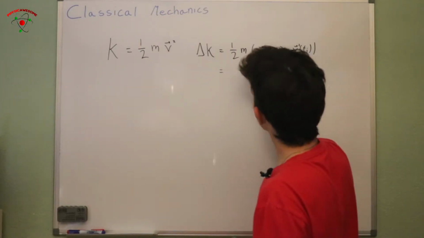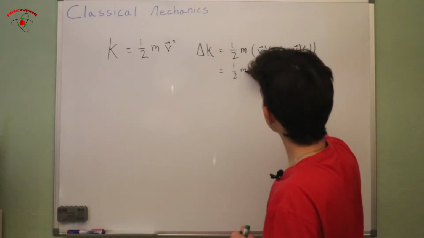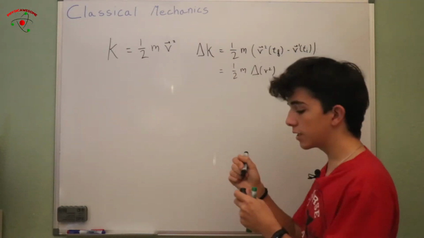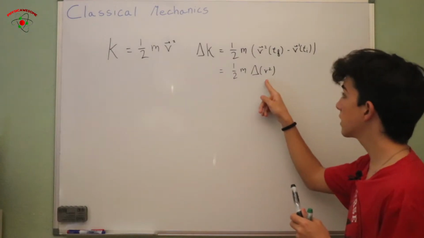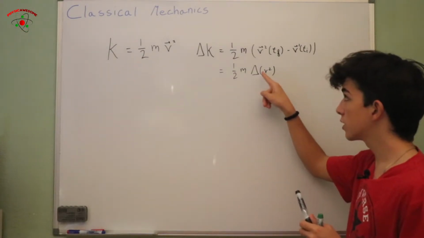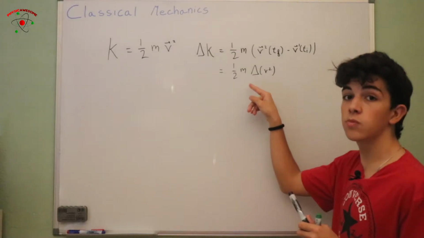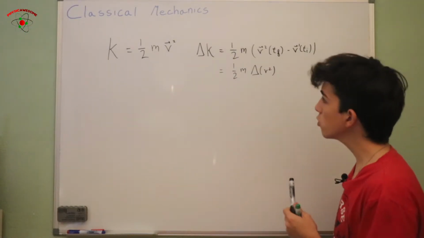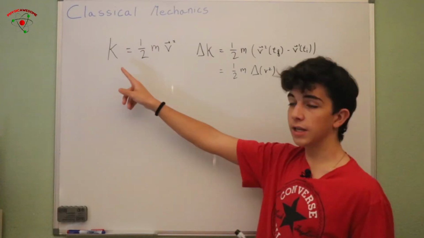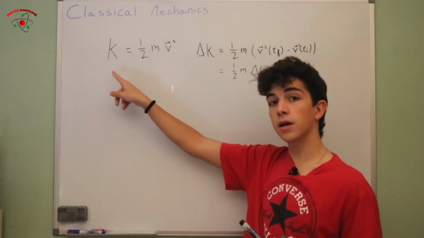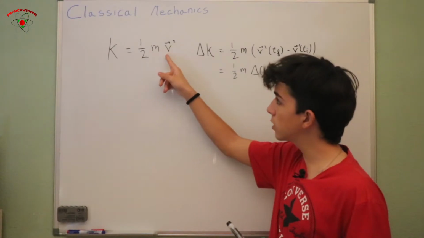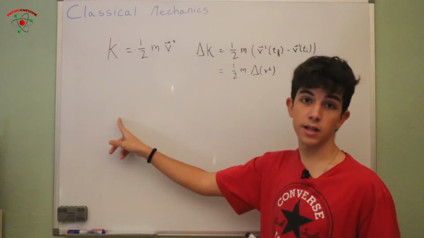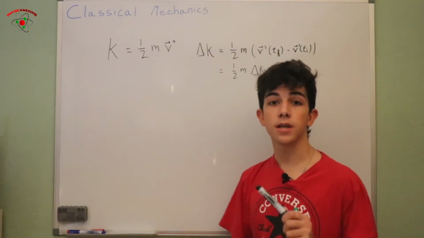This could also be represented as 1/2 times mass times the variation of v squared. It's important to differentiate between v squared, the variation of v squared, and the variation of v, squared, because they are not the same thing. Also, note that kinetic energy is a scalar quantity, because although velocity is a vector, the square of a vector, or the scalar product of a vector with itself, is just a scalar.